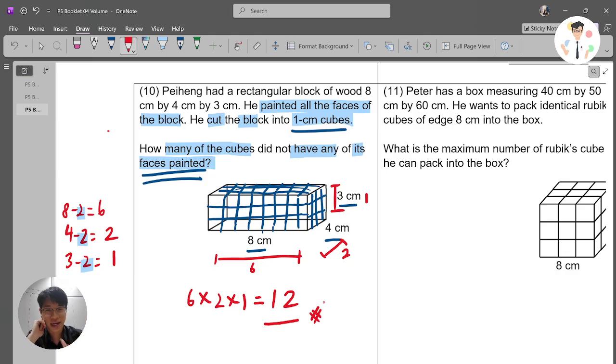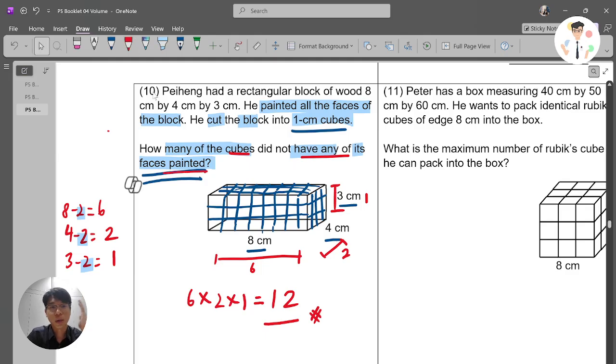Okay, I hope you can understand this because this is actually kind of important. Now, this question is actually kind of easier because it doesn't talk about this block painted for how many sides, all these things. Well, that will be a bit more complicated, but this is actually much easier. Cubes that don't have any of its faces painted.